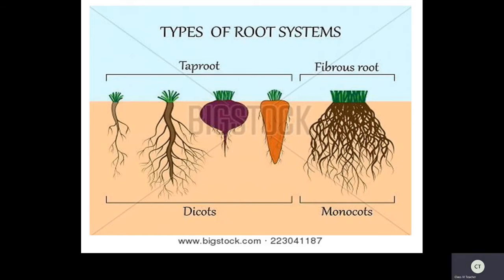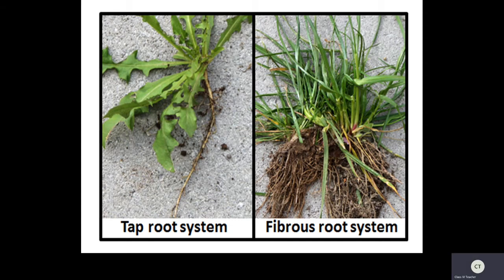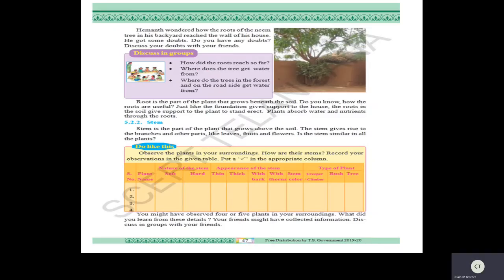In the previous class, we have seen, right children, the taproot system and the fibrous root system. We have seen the main root, and for this main root, you have seen secondary roots. And here you have seen fibrous roots. So, what is the function of the root, children? Absorption of water, and also helping the plant to stand erect, right? That is anchorage. So these two types we have seen yesterday. They help in absorption of water and minerals and also for support. Now let us discuss the stem.